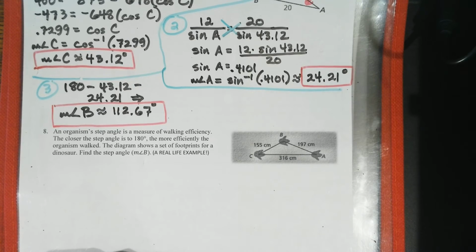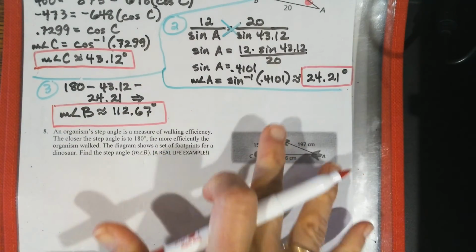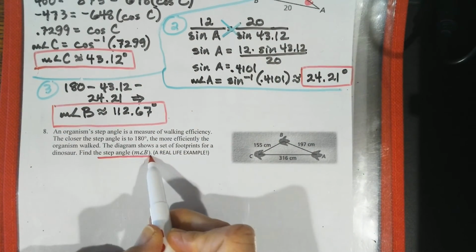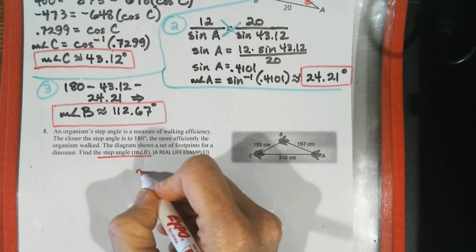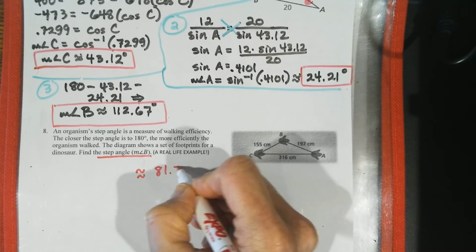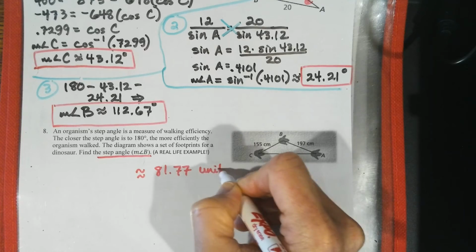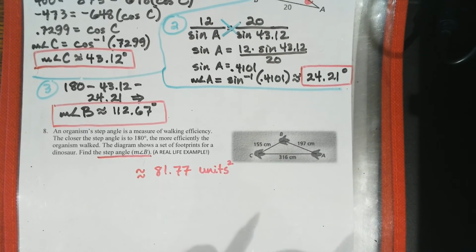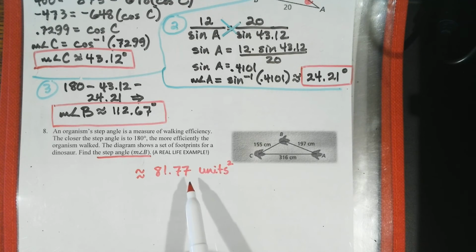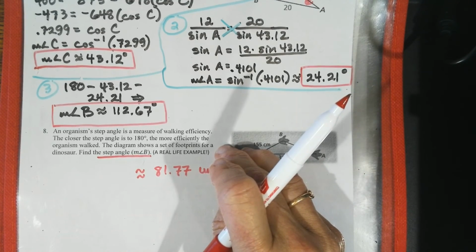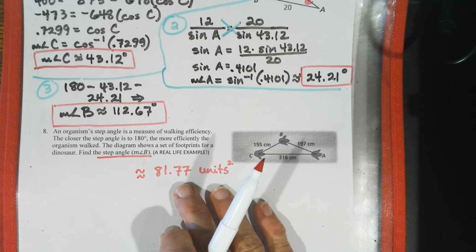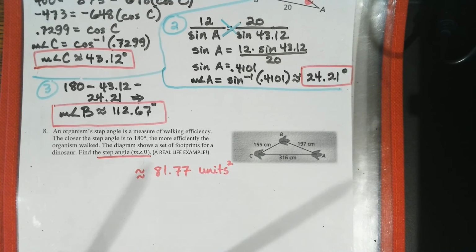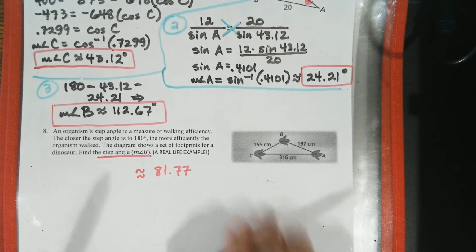What I'd like to do here is just tell you that if you try this problem, it's not nearly as involved. It's just find one thing. You just want to find one angle. This is a real life dinosaur example. You might want to check it out. And the answer here approximately is 81.77 units squared, because it's, is it units squared? Yeah, it's area. No, it's an angle. So this is measure of angle B. It's 81.77. Sorry, not units.